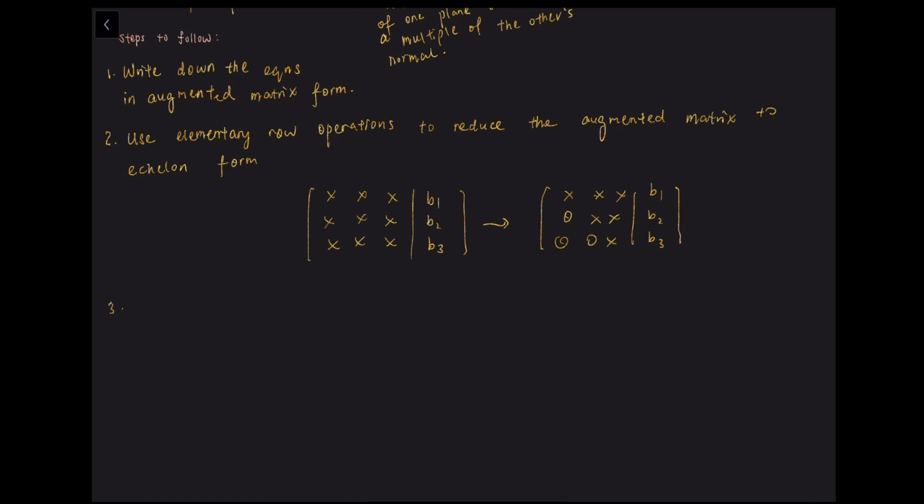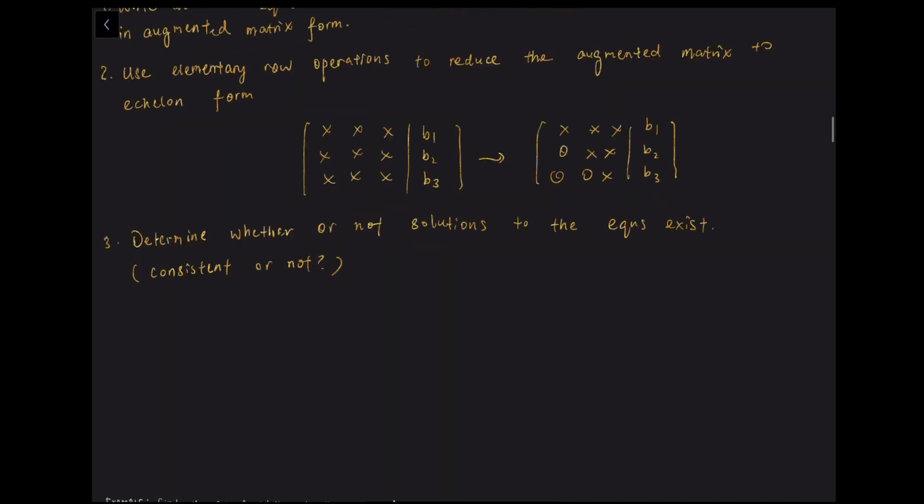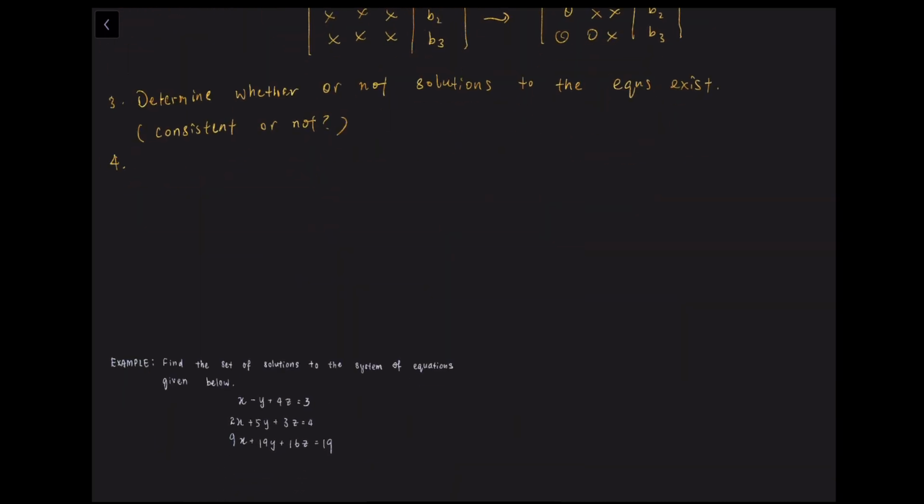For the third step, we are going to determine whether or not the solutions to the equations exist. So we are going to ask ourselves, are the equations consistent? And in the fourth step, we are going to identify the geometric significance of the planes represented by the original system of equations, if it is required by the question. And the last step is, if there are solutions, proceed to find the solutions as follows.